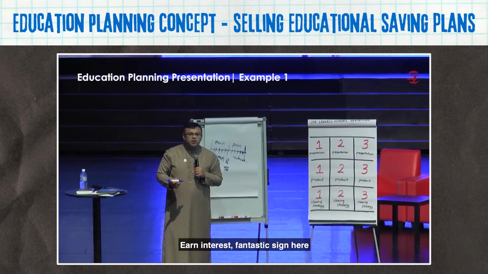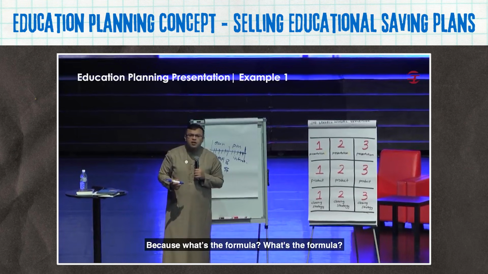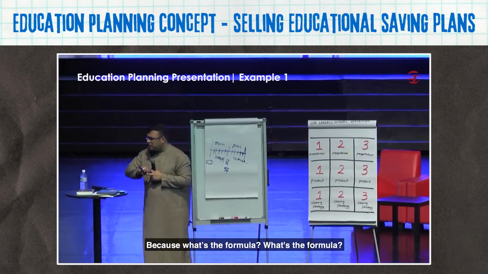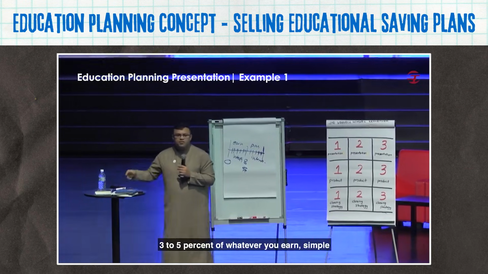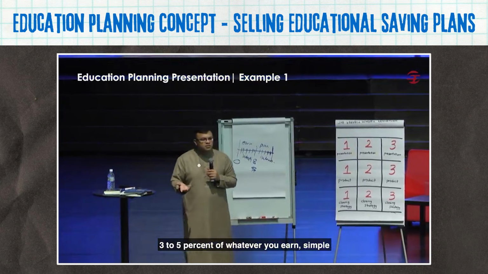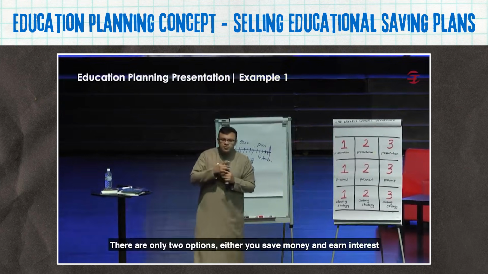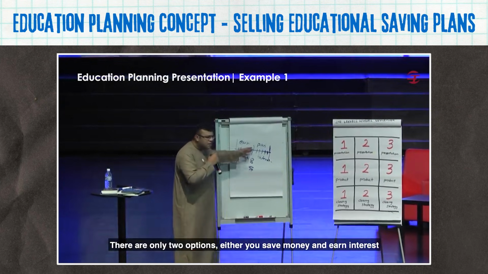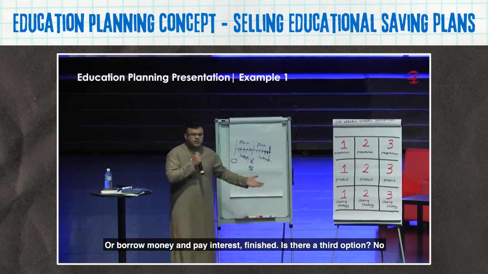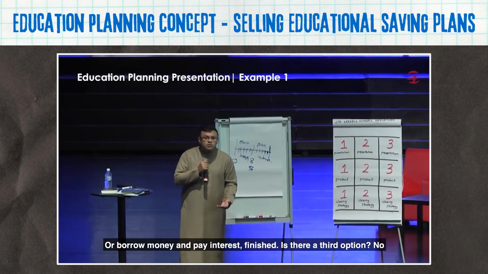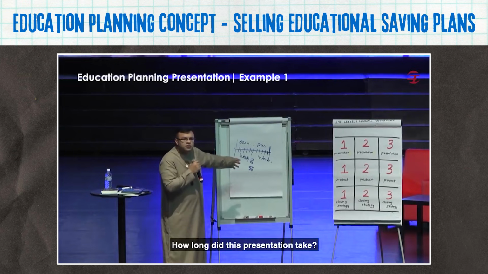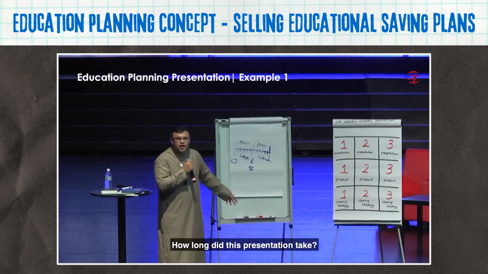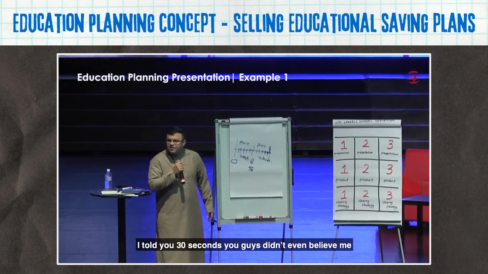Because what's the formula? 3 to 5% of whatever you earn. Simple. There are only two options. Either you save money and earn interest or borrow money and pay interest. Finished. Is there a third option? No. How long did this presentation take? I told you 30 seconds. You didn't even believe me.